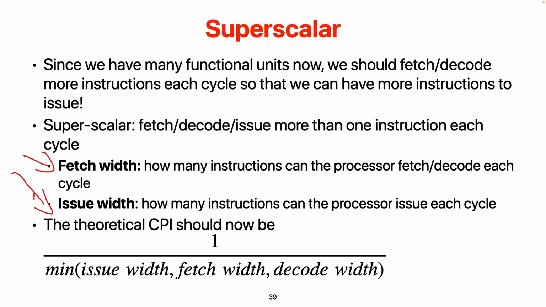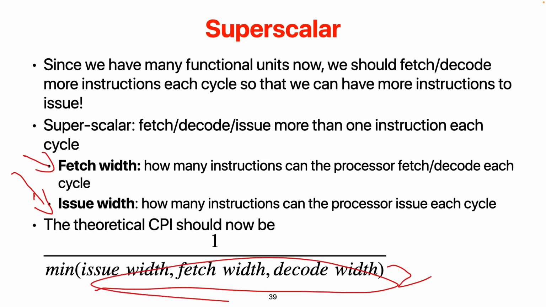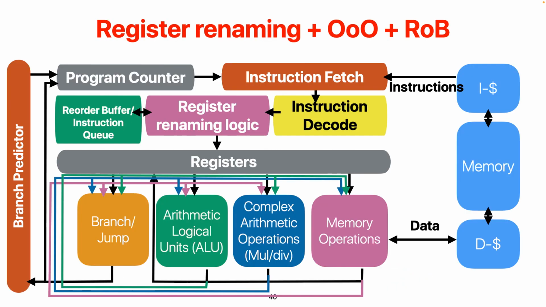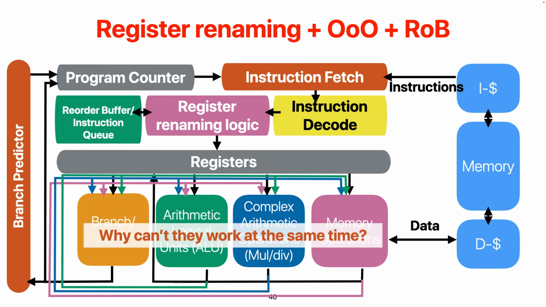So theoretically, with this kind of processor design, your theoretical CPI would be 1 over the minimum of your issue width, fetch width and decode width. That would be your minimum CPI. So if all of these are 2, you can actually achieve CPI equal to 0.5. So let's see how that works. This is the original pipeline we have, and our idea is that we want them to work together at the same time. First of all, you want to make sure that my issue logic is able to put multiple of them into execution at the same time. But I also want to have more instructions in my pool to choose from.